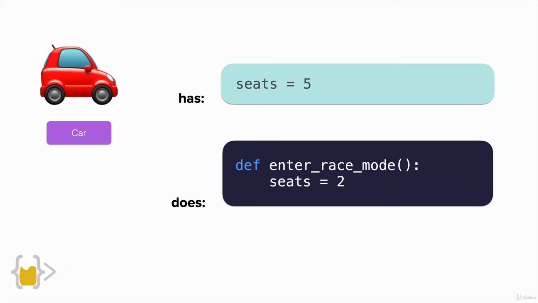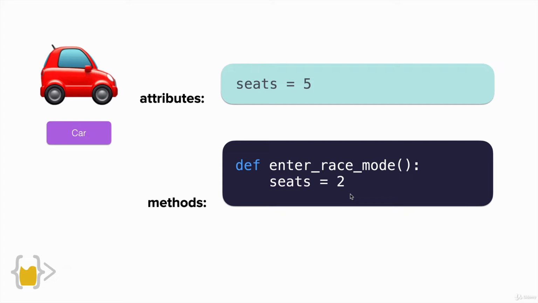In addition to creating attributes, we know that we can also create methods. The attributes are the things that the object has, and the methods are the things that the object does. Let's say that we were creating the car class and we've already created the seats attribute. Well, later on, we might decide that we want to call a method to change that seat attribute's value.